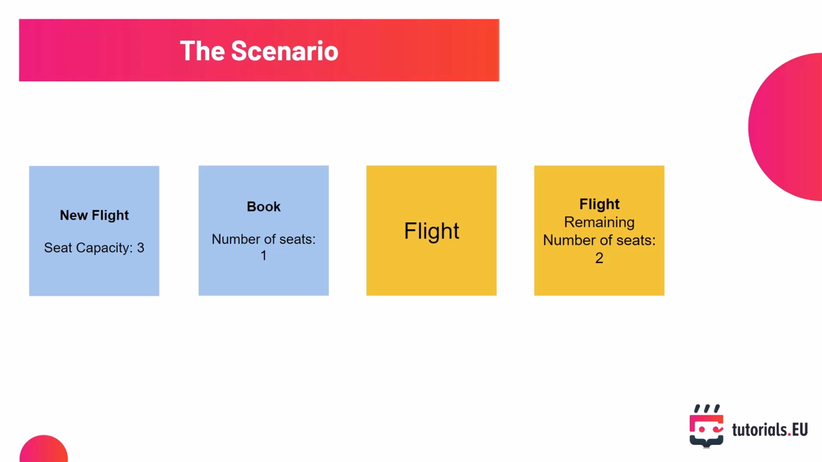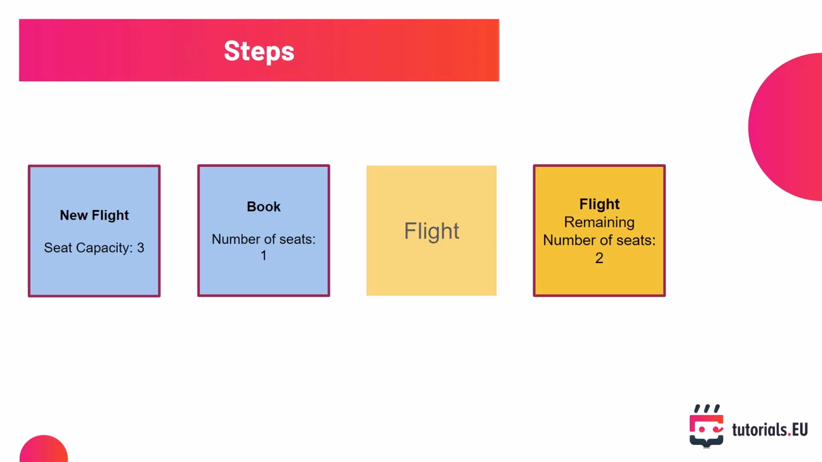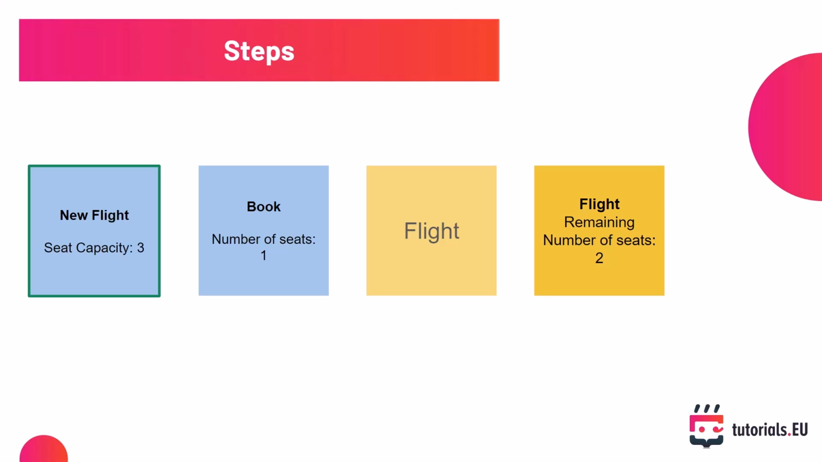There's a general pattern for dividing the steps of a test scenario. Some test scenarios have preconditions, as we talked about already, right? Preparing the preconditions is the very first step. We call this step the given step. The given step in our test scenario was creating a new flight with a seat capacity of 3. Then there's the when step, which triggers the action. The when step in our scenario was to book a flight with a number of seats of 1.